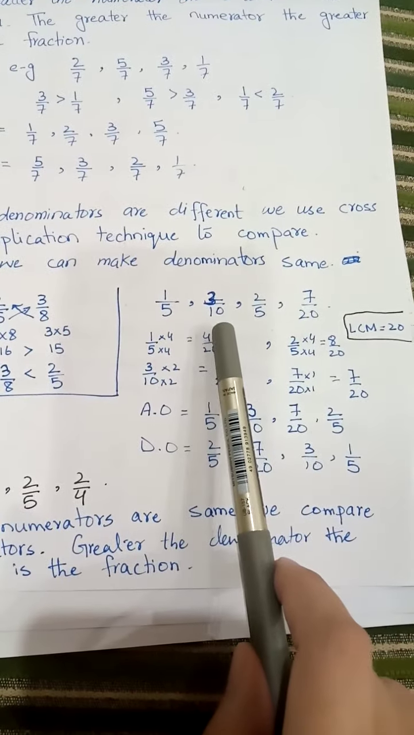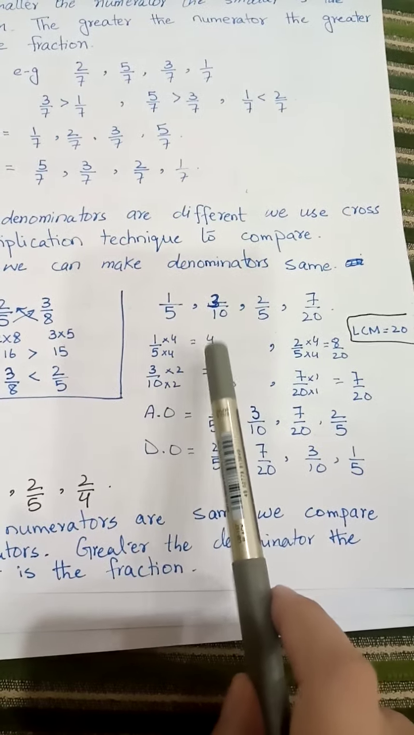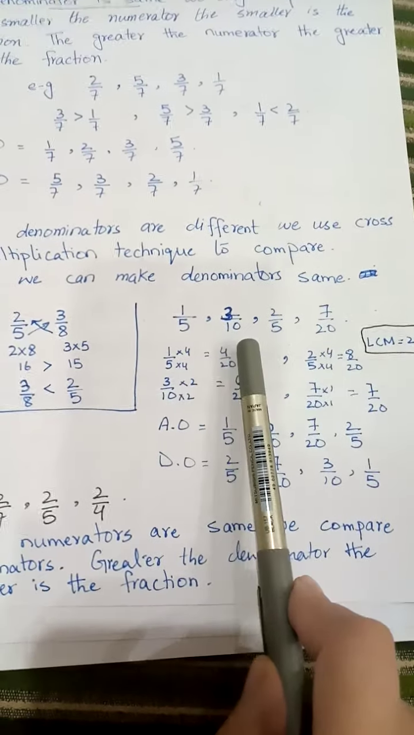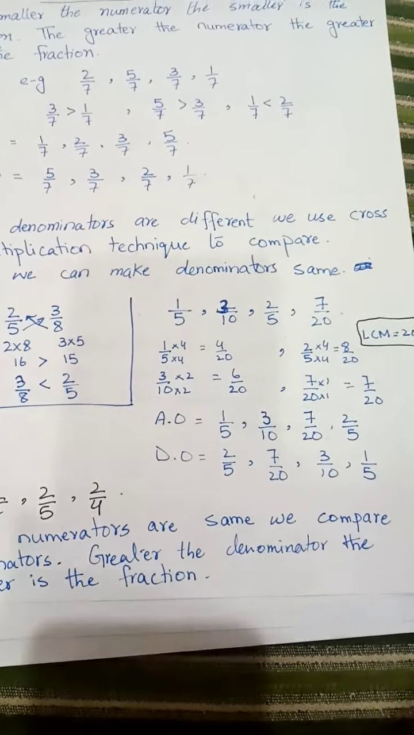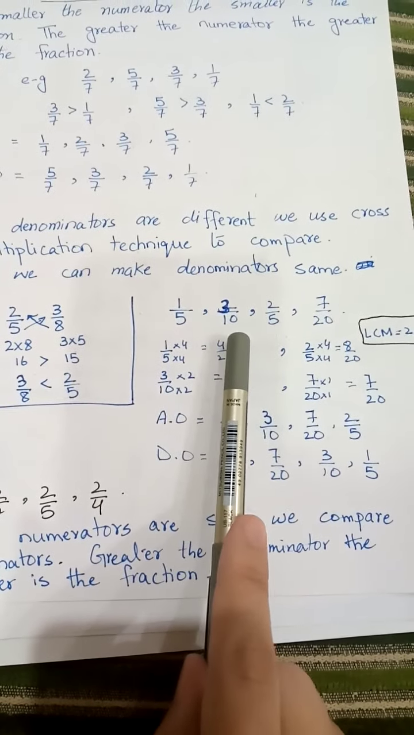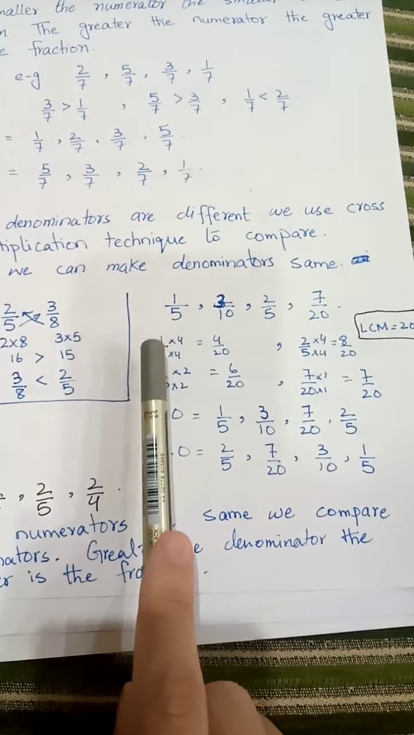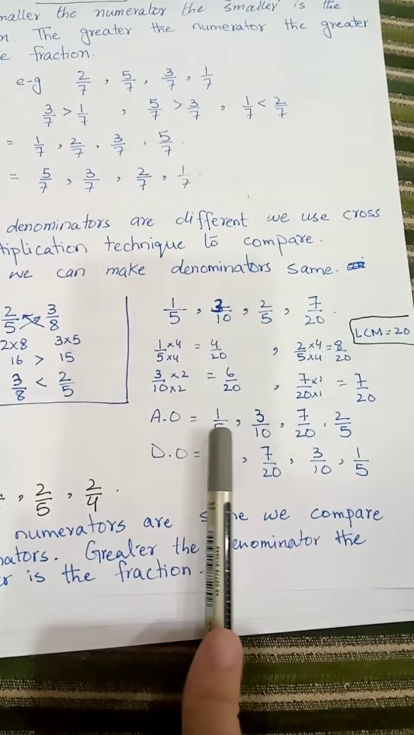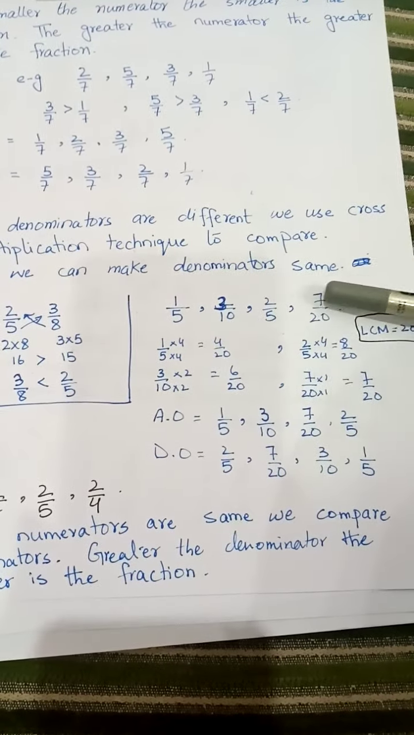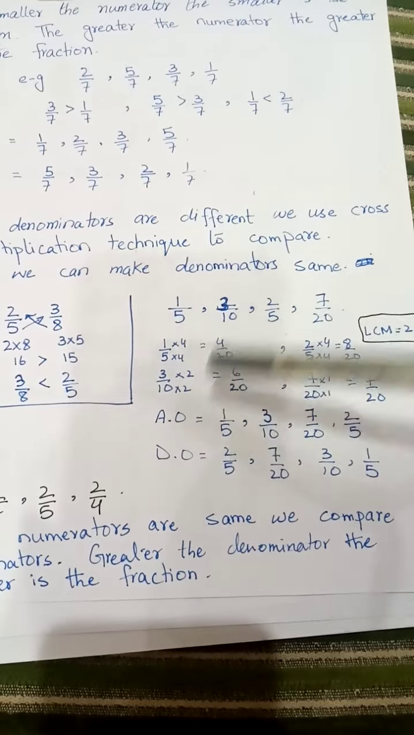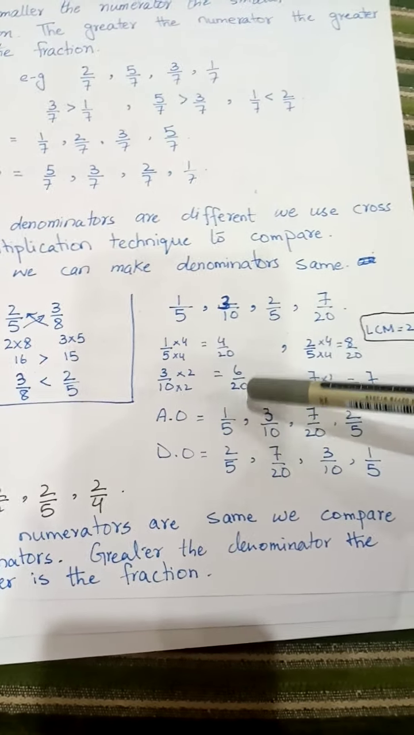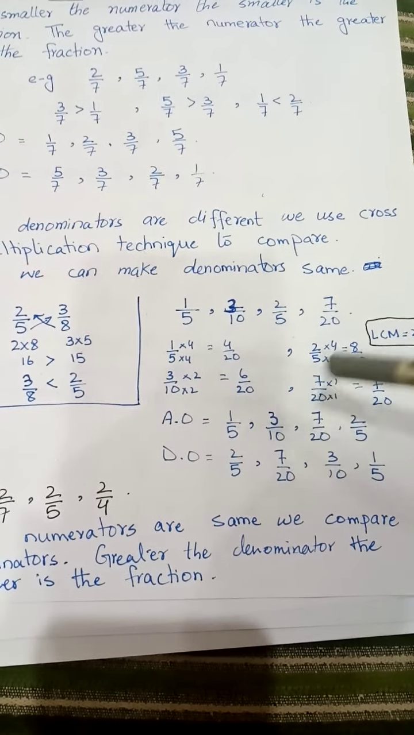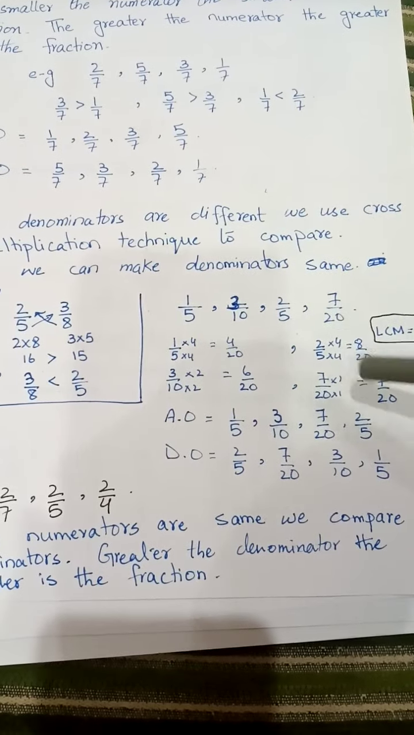We are going to compare the numerators only. Smaller the numerator, smaller is going to be the fraction. The least numerator is 4, which belongs to 4/20, equivalent to 1/5. So we write 1/5, because we have to write the answer in the form given in the question. Then 6/20, so we write 3/10, then 7/20, and then the last one, that is 2/5.